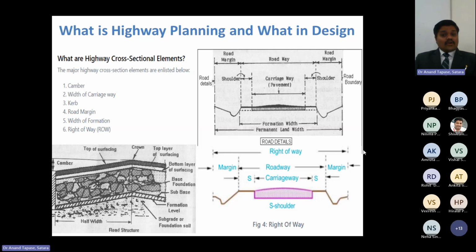Well, the cross-sectional elements can be seen: there is a camber, a width of carriageway, a curb, whatever the terminologies are. Considering this as the first figure, road details. Starting from the road margin, shoulders, roadway, everything is a part of road details. This is considered as the permanent land width. And in pavement design, what is pavement? I can let you know here that the carriageway, the portion which is completely black, including the shoulder, is the pavement.